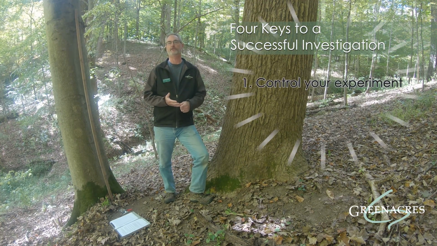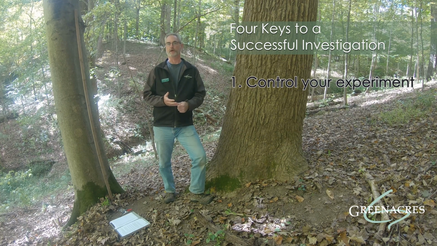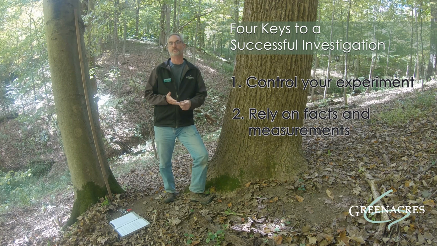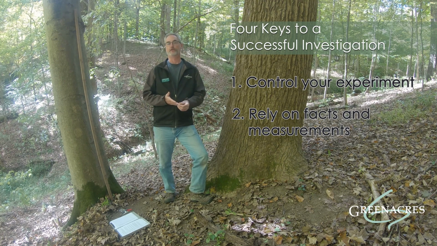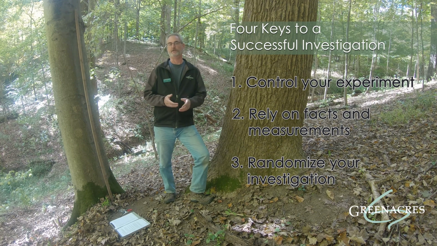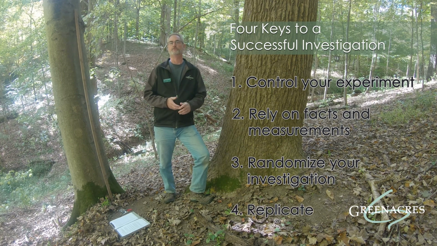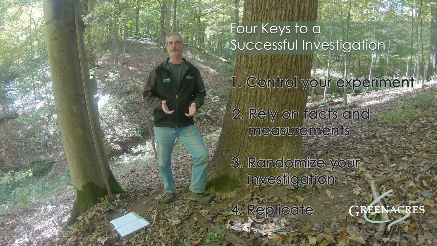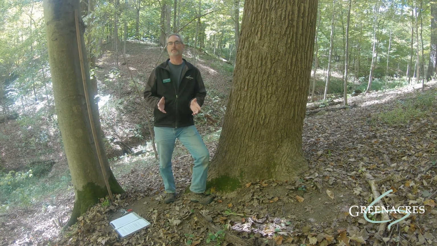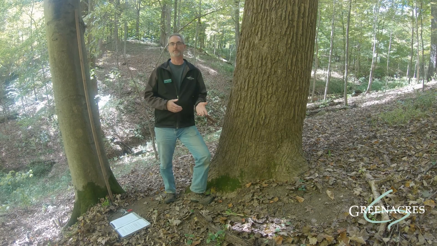The first thing you have to do is control your experiment. The second thing you have to do is rely on facts and measurements, not opinions. The third thing you have to do is randomize your experiment or your investigation. And the fourth thing is to replicate, and that just means repeat it as many times as possible. So I'm going to show you some tools that I have come up with for my protocol, and I'm going to talk you through my protocol.